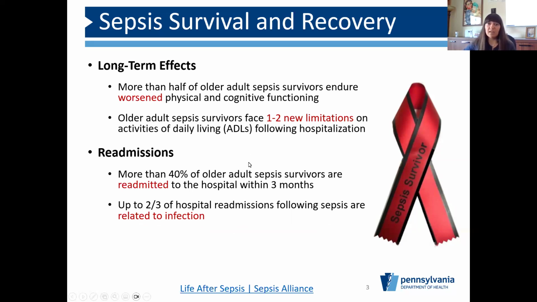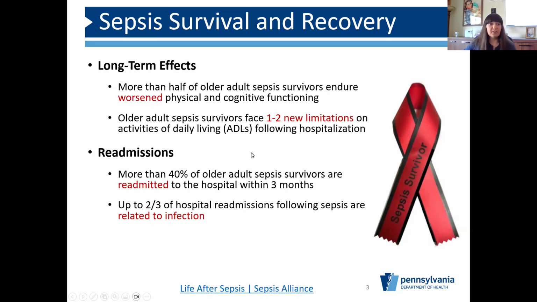So more than 40% of older adult sepsis survivors are readmitted to the hospital within 3 months, and up to 2/3 of hospital readmissions following sepsis are related to infection. So last week, we would have covered how those repeated infections are very common for sepsis survivors, and it could really lead to those hospital readmissions, especially in such a short time frame.